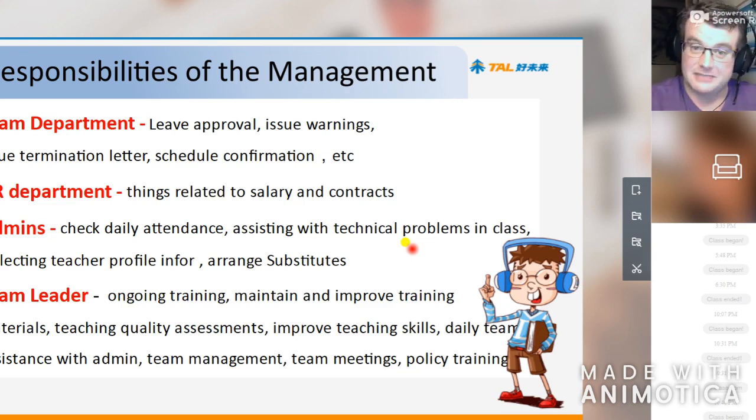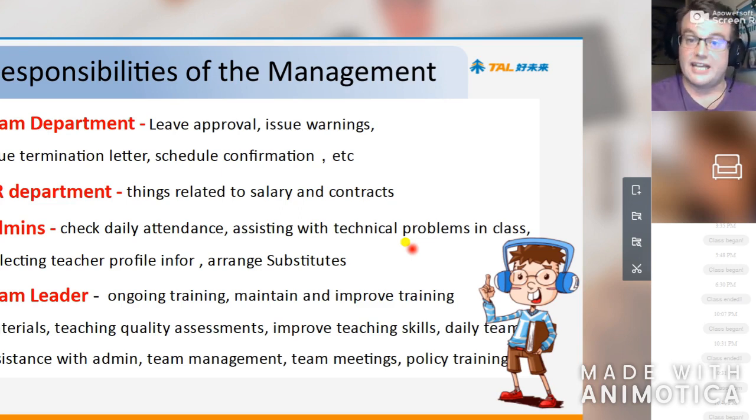Then we have the team leaders. Team leaders have a lot of responsibilities. We handle ongoing training with teachers. We maintain and improve training materials. We also do observations of our teachers, teaching quality assessments. We observe our teachers to make sure that everything is going okay in their classes, to make sure that there are no problems for the teacher, and we offer guidance based on those observations. We help them improve their teaching skills should they need them.